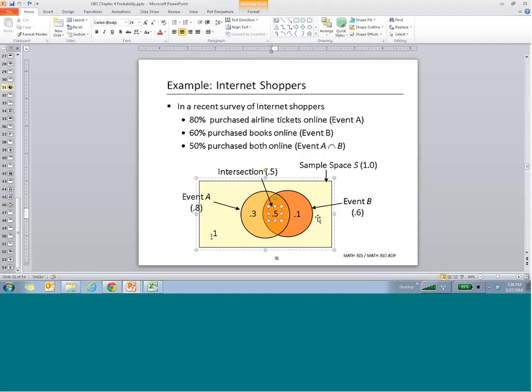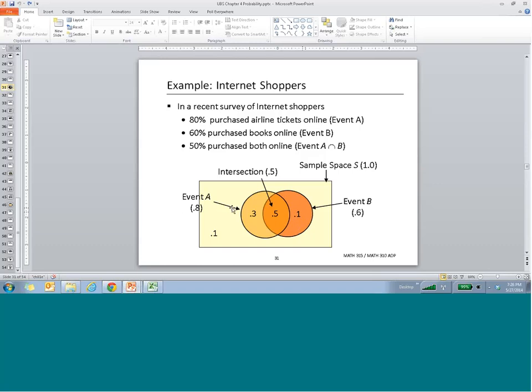Now, the interesting thing here is, where does this other 10% out here come from? That's the likelihood that neither event A nor event B will happen. If I add up these numbers, 3 plus 5 is 8 plus 1 is 9, there's only 90% inside these two circles, the event A and event B circles. That means 10% is not event A or event B. So that's the information being conveyed in there.